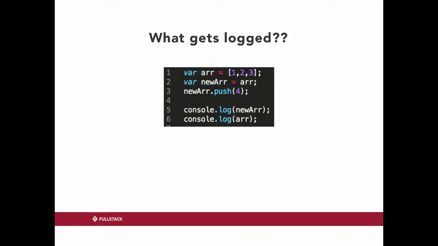So actually, yes, new array is 1, 2, 3, 4. Array is also going to be 1, 2, 3, 4, and that's because array and new array are pointing to the same location in memory. We're using pass by reference to assign this new array variable. So when we make this assignment, it's not going to create another array with the numbers 1, 2, 3 in it. It's just going to point to the same place as the first array.